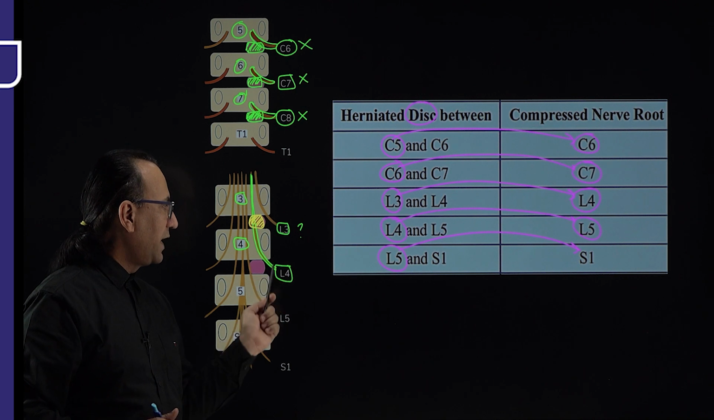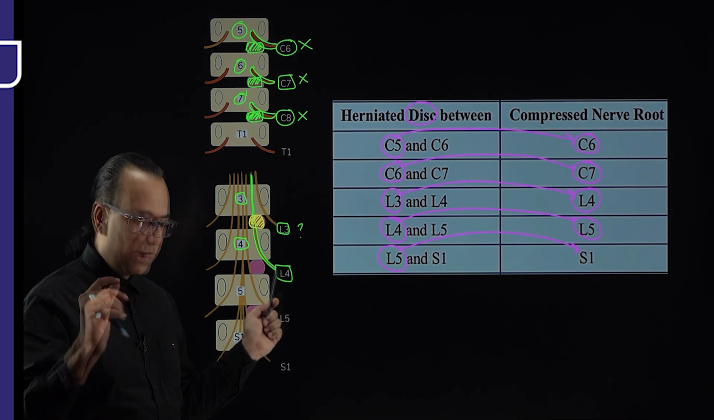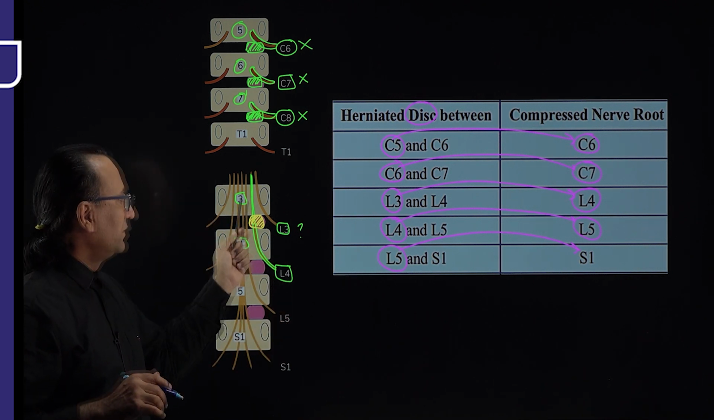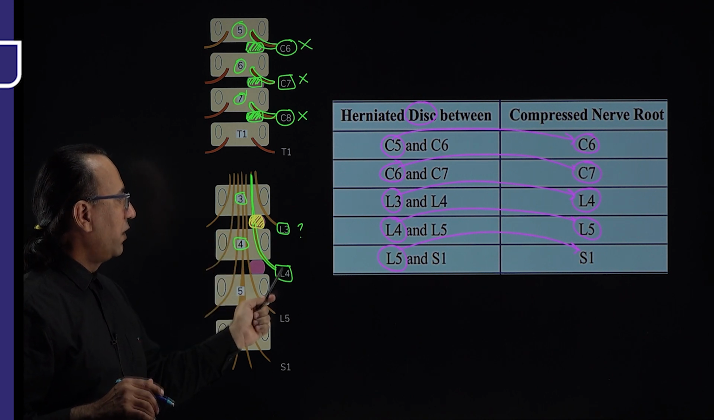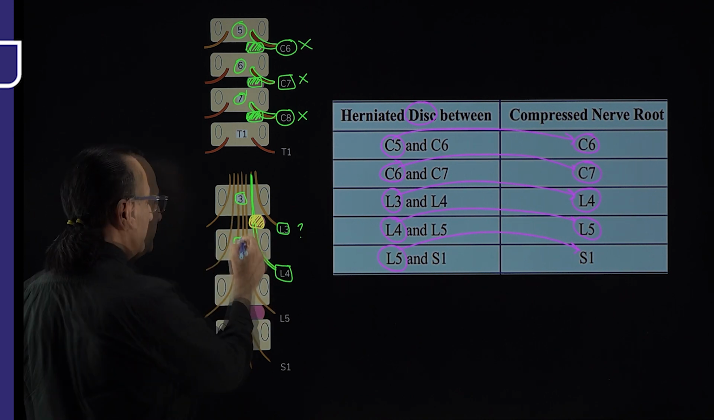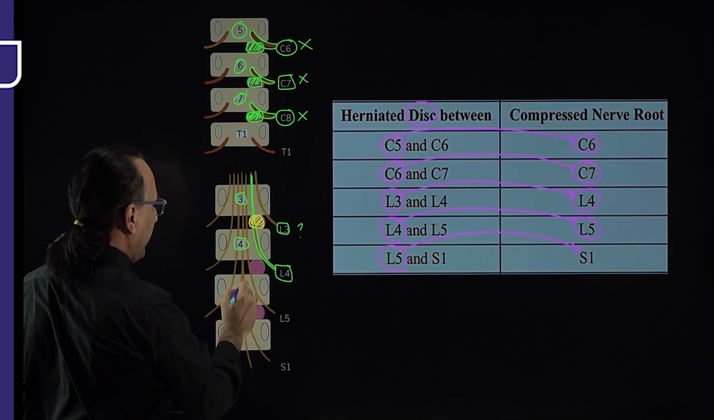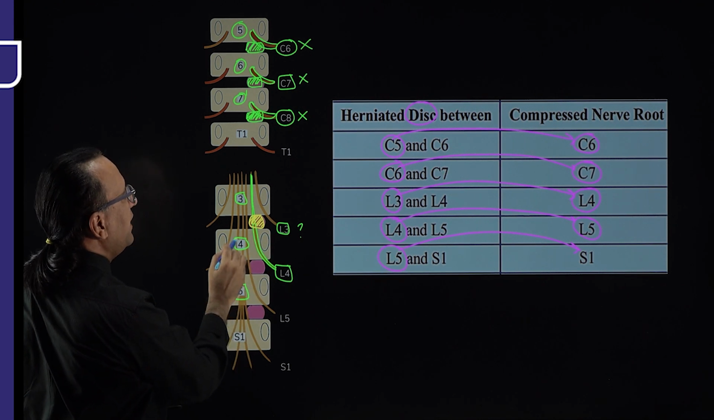Instead of remembering all that, you simply remember a simple trick. That is upper vertebra +1. That is L3 +1, L4 nerve will be involved. So can I use this trick here? There was a slip disc between L4 and L5 vertebra. Are you telling L5 nerve will be involved?